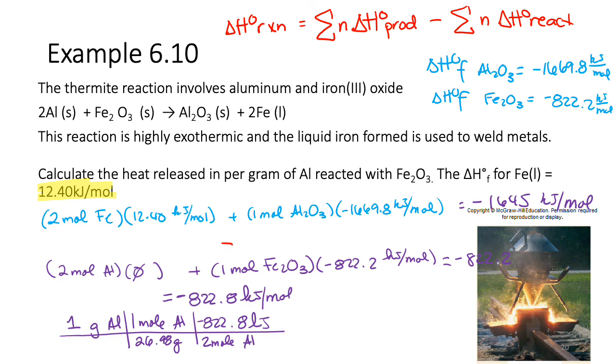Your answer comes out to negative 15.2 kilojoules per gram of aluminum.